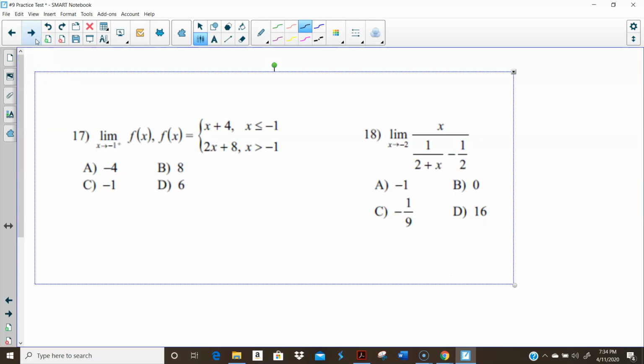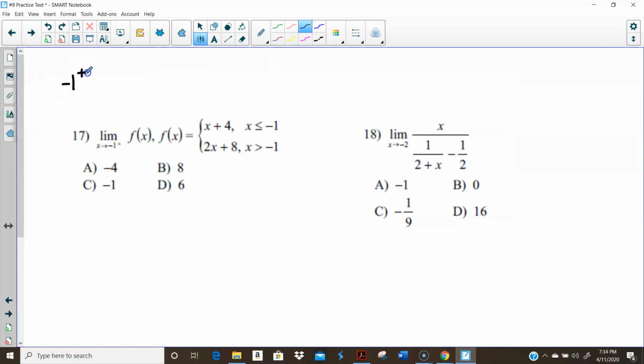Number 17. I'm finding the limit as x approaches -1 from the right-hand side. So when you see this plus sign, that means from the right-hand side. So I need to pick the piece that's on the right. And the piece that's on the right is that piece right there.